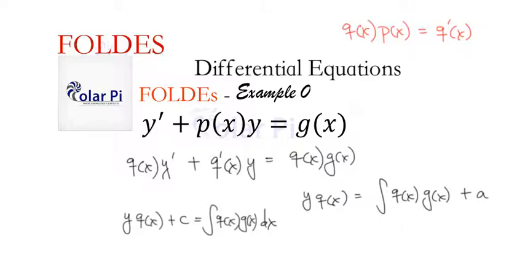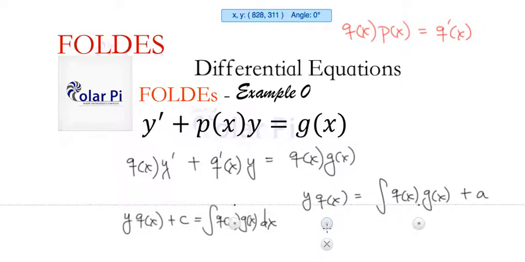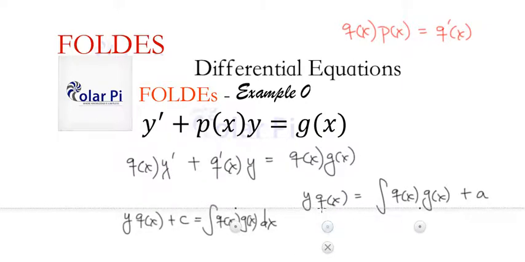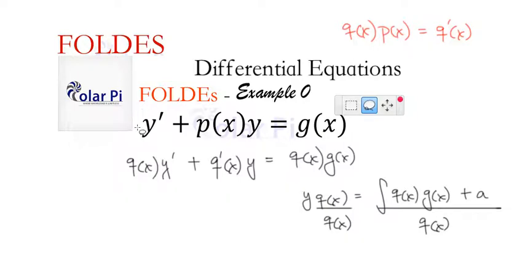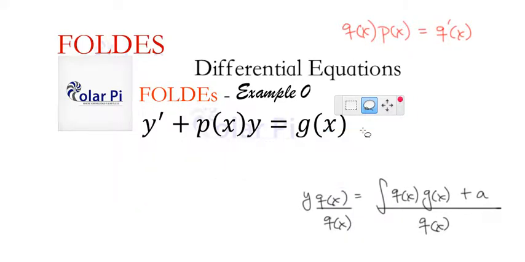Fine. And it's clear what I'm going to do next, or what I want to do next. And that is divide everywhere by q of x. That is, divide on both sides by q of x. And if I did, then it looks like I've gotten our solution y. And I do. I do have it. Yeah? Okay. And this is the solution.